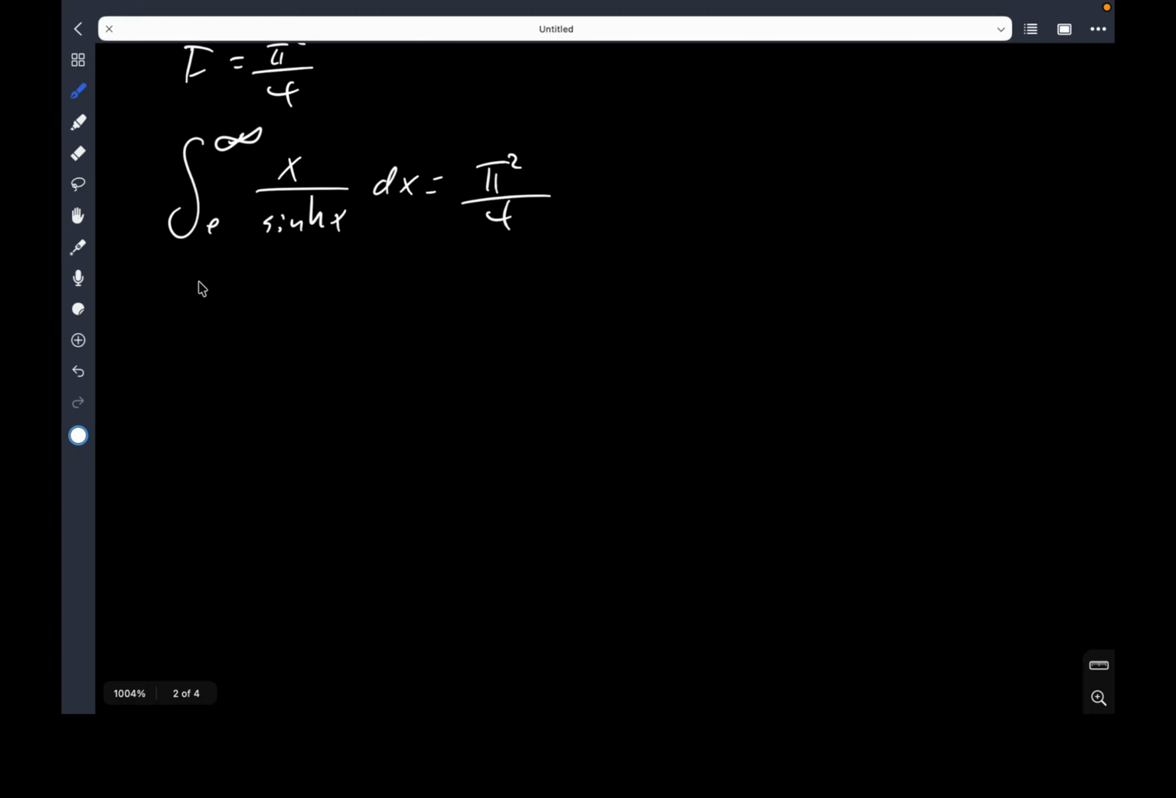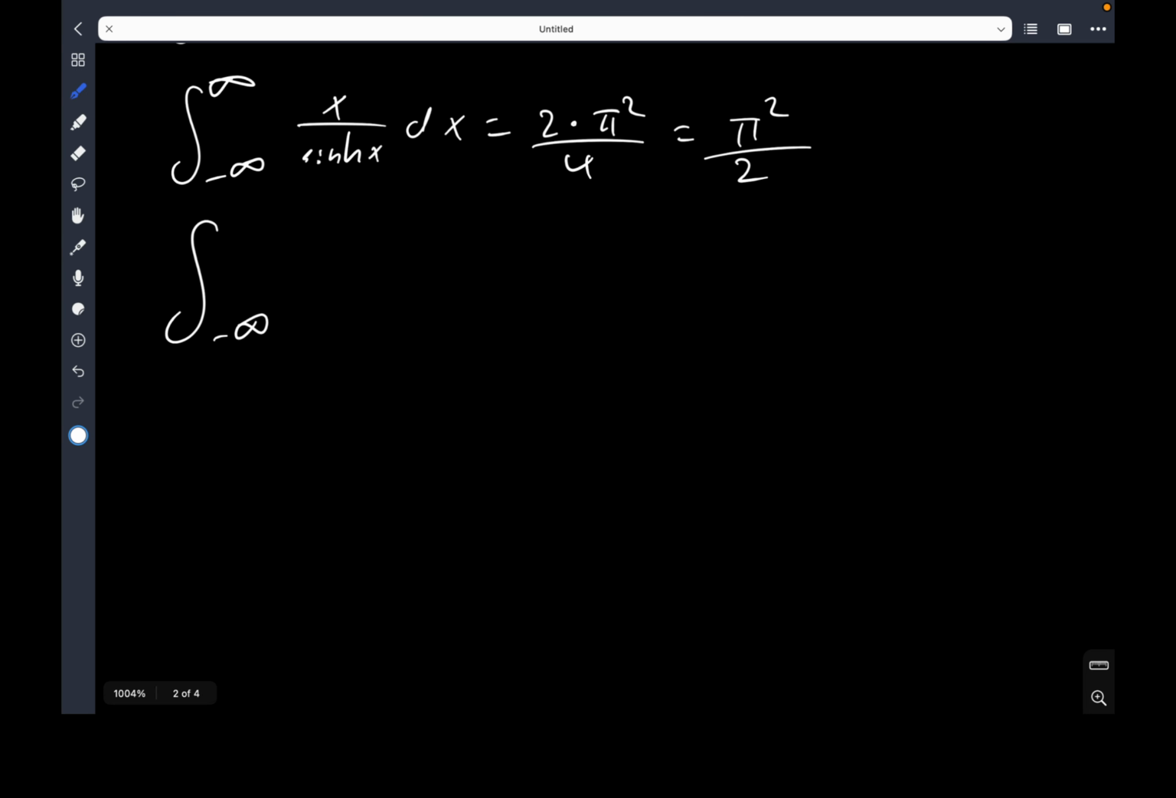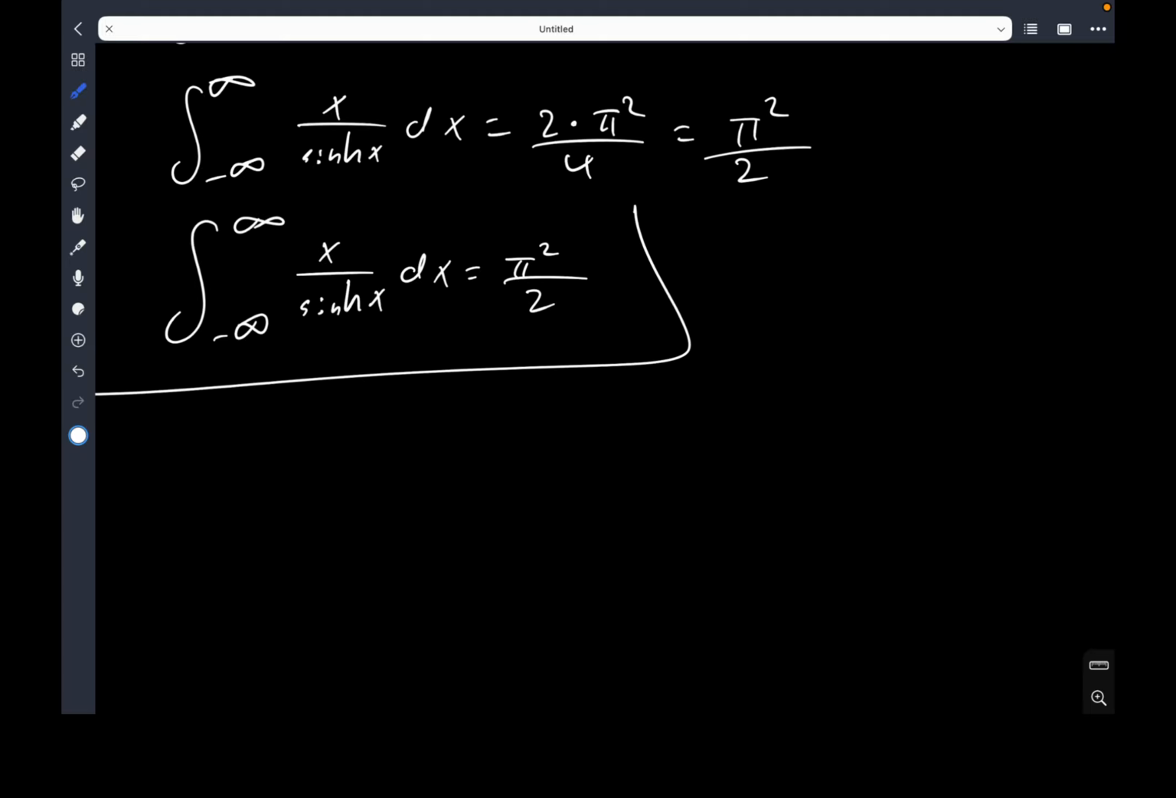Now recall that the integral from negative infinity to infinity was twice the value of this one, which means it is twice pi squared over 4. So the integral from negative infinity to infinity of x over sinh of x dx is exactly pi squared over 2.